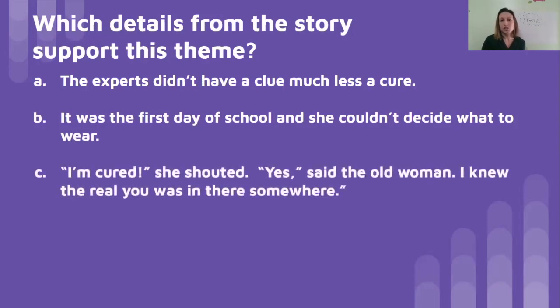I'm cured, she shouted. Yes, said the old woman. I knew the real you was in there somewhere. That fits with our theme, doesn't it? The real you was in there somewhere, right? And she was cured because the real Camilla came out, the Camilla that she wanted to be, or who she was, came out. So that helps us figure out our theme. When she shouted, I'm cured, and the little old woman says, I knew the real you was in there somewhere.